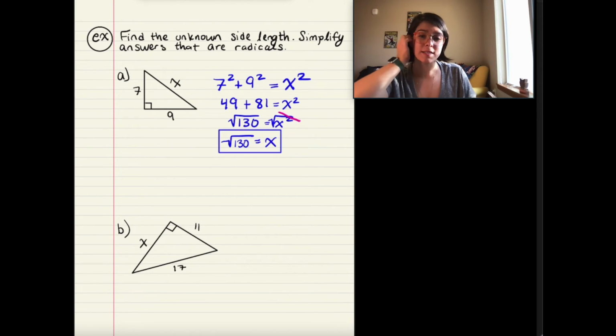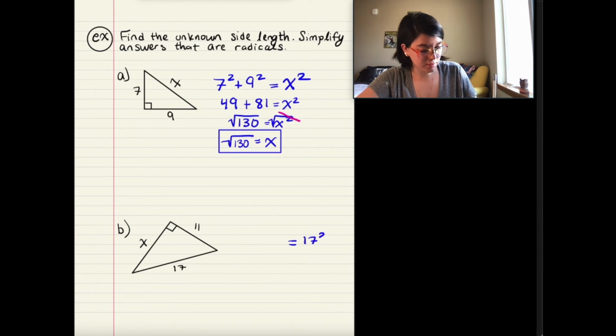So in part B, the side across from our right angle, our hypotenuse, is 17. So that'll be on its own on the right, squared. And then our legs are x and 11. So we'll square those and add them together: x squared plus 11 squared. And so now we just have to solve for x.